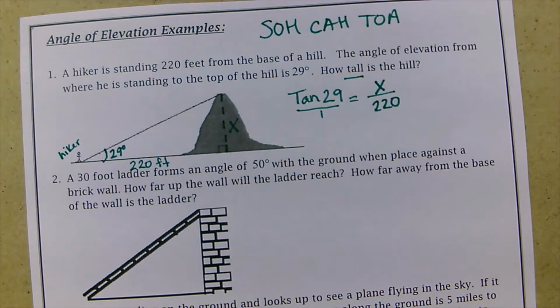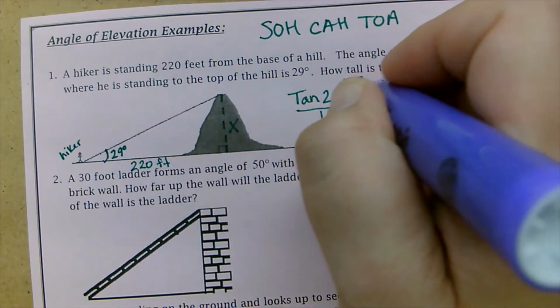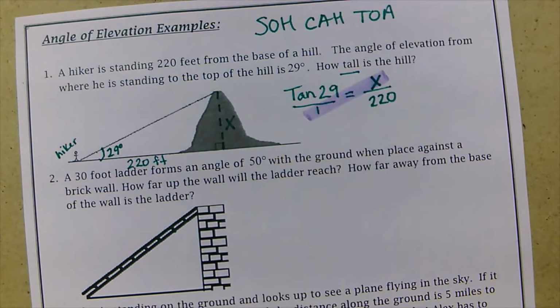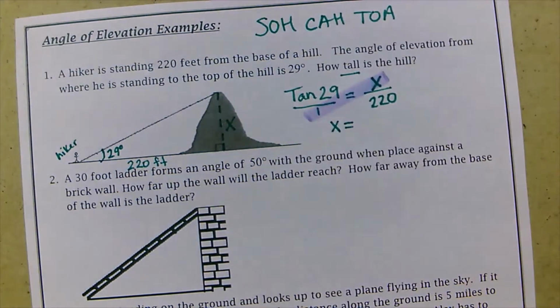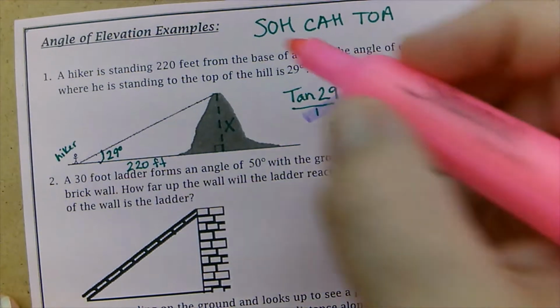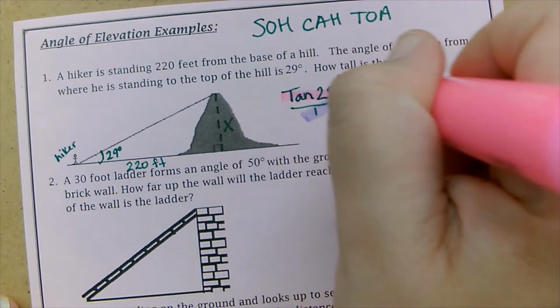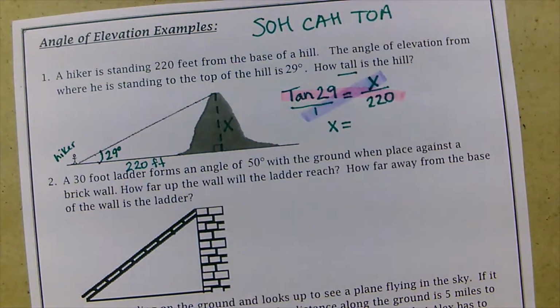To solve this, next I have to cross multiply. This is the step that quite a few people are leaving out. When I cross multiply, I multiply x times 1, and I get x, so I'm going to write that, equals, then I have to cross multiply in the other direction as well. So I have to multiply tangent of 29 times 220. And those two things are going to be equal. Those are called the cross products.